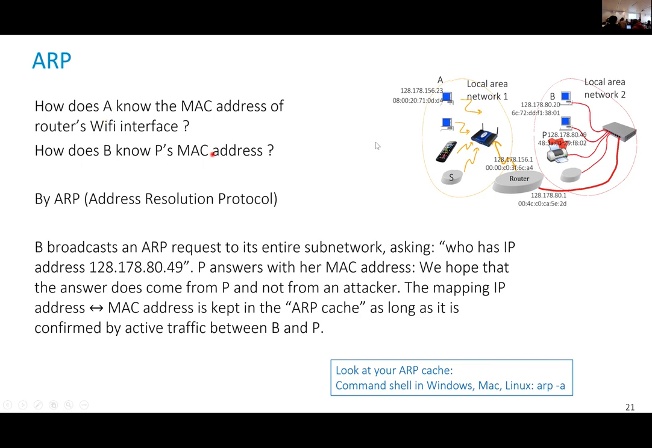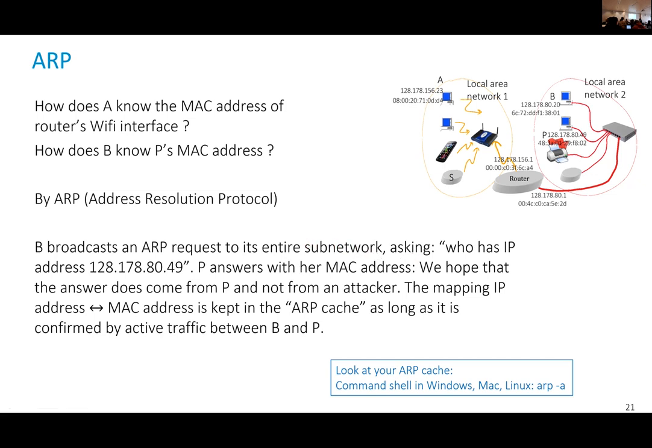When B has to send a packet to P, or A also has to send a packet to P, then A has to know what is the MAC address of the router, and B has to know what is the MAC address of the printer. Well, how does it do? Well, simply by sending a broadcast. The first time B has to send a packet to P, it doesn't know the MAC address. It knows the IP address, that's done in the configuration of the printer, but the MAC address is not done there. So instead, B will send a packet that is broadcast to the entire subnetwork.